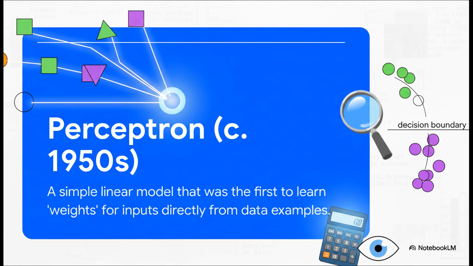Back in the 1950s, this was a mind-blowing idea, a simple little computational unit that could actually learn. It would take in those nice clean features we talked about and learn to give each one an importance, what we call a weight, before adding it all up to make a decision. It was a fantastic first step, but, and this is a big but, it still needed the data pre-chewed for it. It was basically a very clever calculator, not a true vision system.